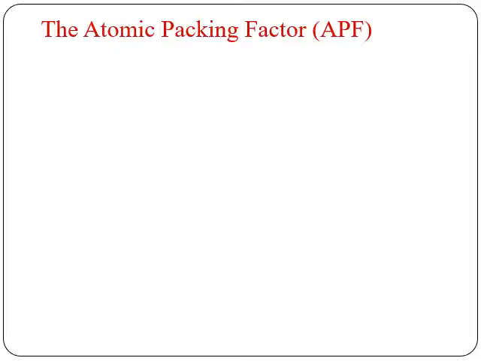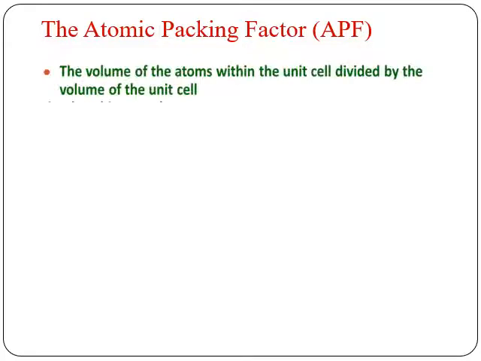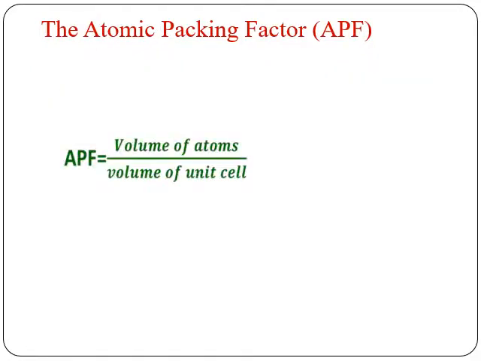It means how closely a unit cell is packed. We can define it in words as the volume of atoms within the unit cell divided by the volume of the unit cell. So it is a ratio of the volume of atoms to the volume of a unit cell. When it comes to the volume of a unit cell, if it is a cube, it is just a cubed, a into a into a. What is a? It is the distance between two atoms, which we call the lattice parameter.